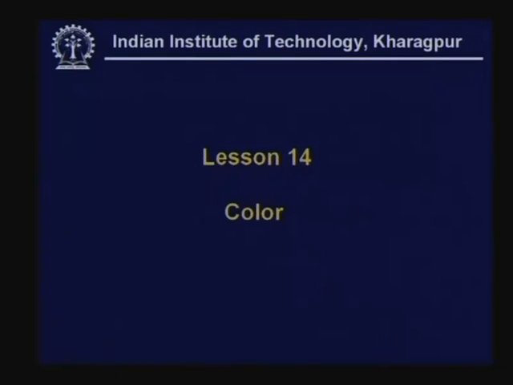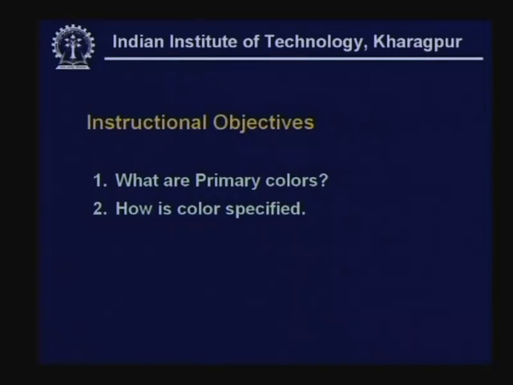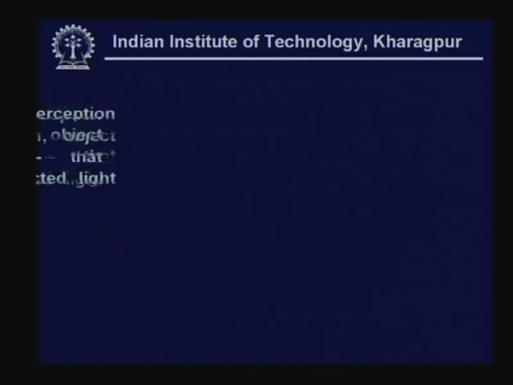So, after having brought in the need for illumination and the need for artificial sources of light, and having examined various types of artificial lights and looked at what constitutes an illumination system, it may be appropriate to know what color is. With that in view, the objectives for this lesson may be stated as: what are primary colors, how is color specified, and what is CRI. These are the three main instructional objectives which should be answered at the end of this lecture.